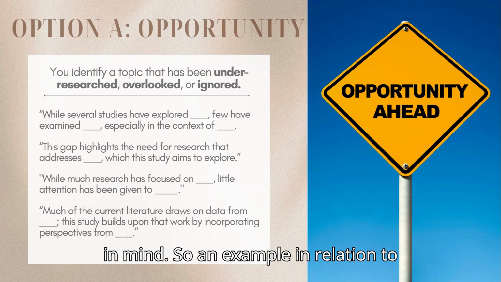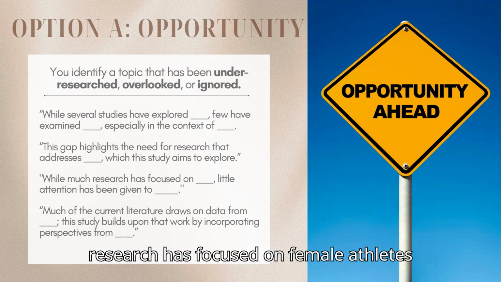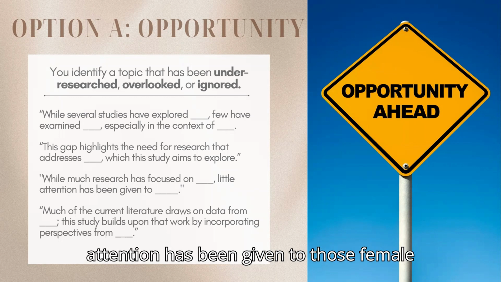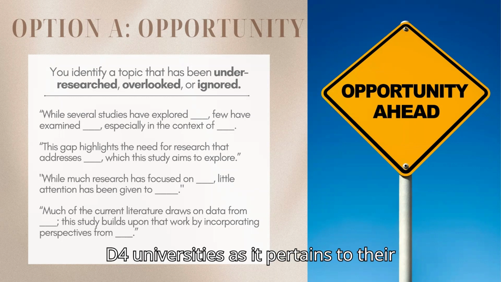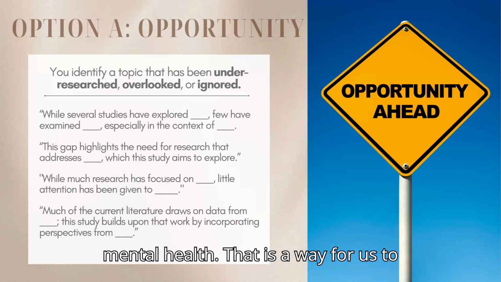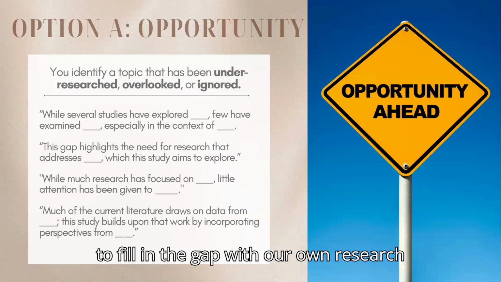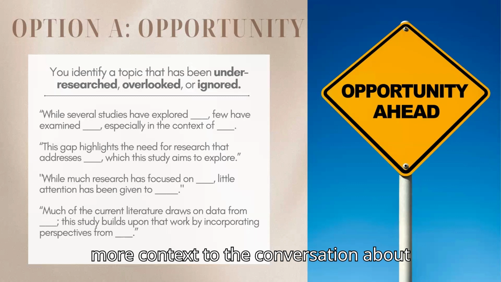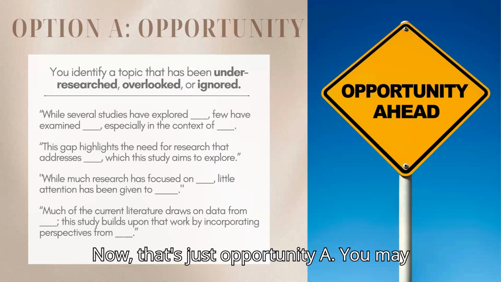So an example in relation to this example project we've been discussing, we can say, while much research has focused on female athletes from Division I universities, little attention has been given to those female athletes who go to smaller D3 and D4 universities as it pertains to their mental health. That is a way for us to acknowledge why a gap exists and for us to fill in the gap with our own research and say, this is why our research is needed to fill in this gap to provide more context to the conversation about athletes' mental health. Now, that's just opportunity A.